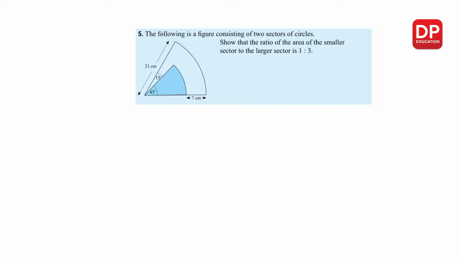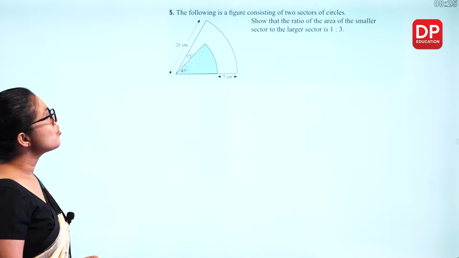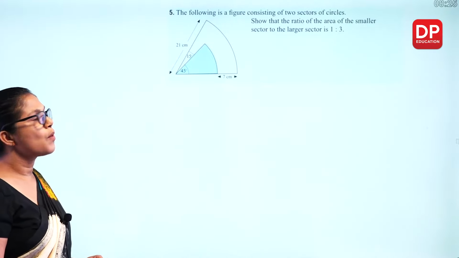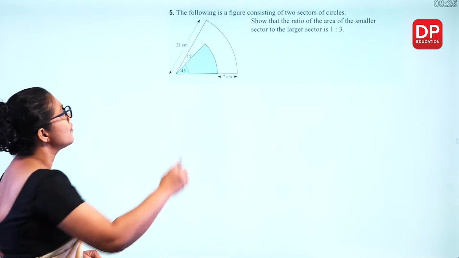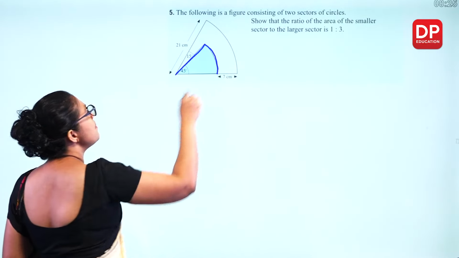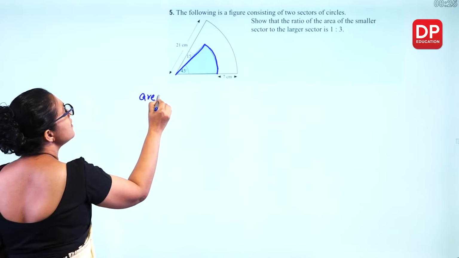Now we'll look at the 5th question. In the 5th question, it says the following is a figure consisting of 2 sectors of circles. Show that the ratio of the area of the smaller sector to the larger one is 1 to 3. So here this is the smaller one and this one is the bigger one. So we'll first find the area of the smaller one.